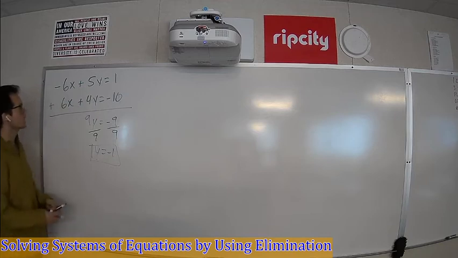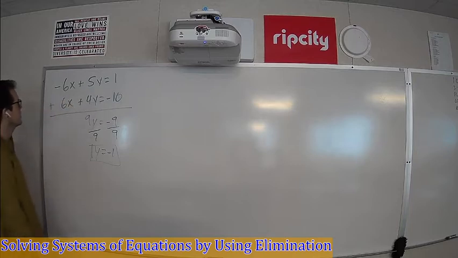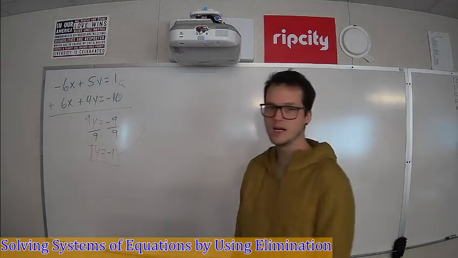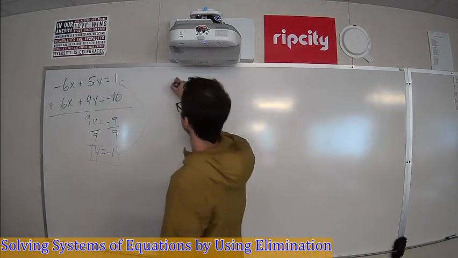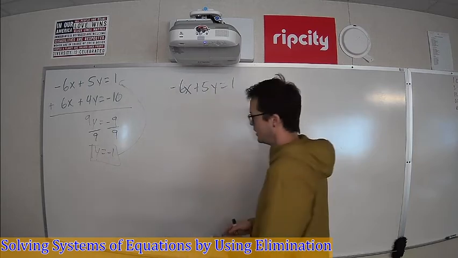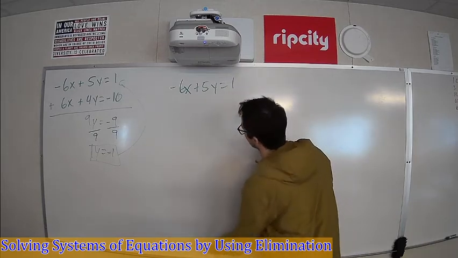Now we're going to take this y equals negative 1, and we're going to plug it into one of these two equations. These both look pretty simple to me, or like the same amount. Neither looks simpler than the other. They both have a single negative sign. They both have a couple variables. So I'm just going to pick the top one because it's on top. So I'm going to take this y equals negative 1, and I'm going to plug it into that top equation. So negative 6x plus 5y equals 1. But now I'm going to replace the y value with negative 1.